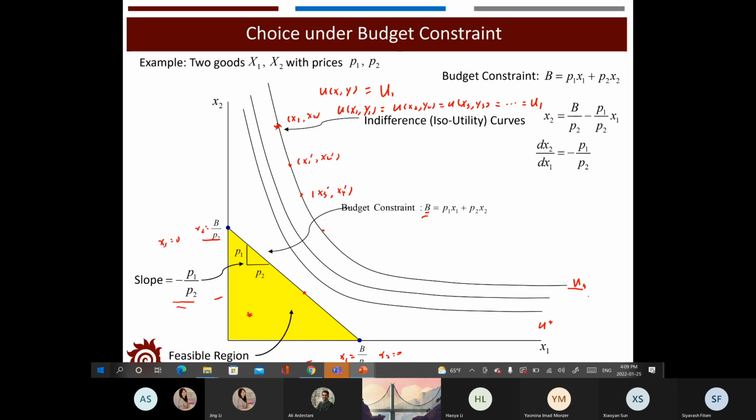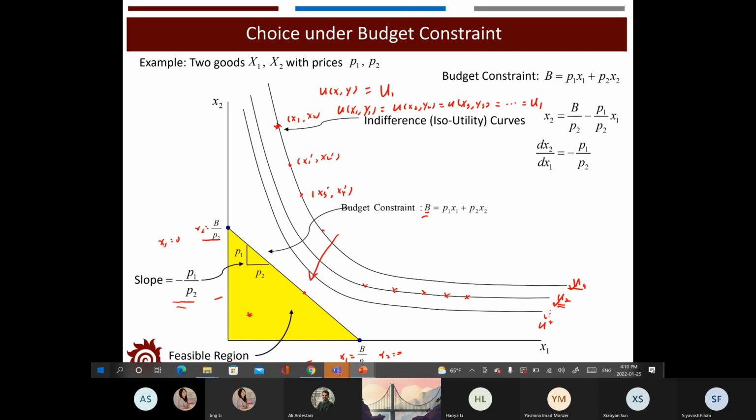For another curve, say this is U2, you will have different points, and along this curve all of them will have the same utility, U2, and similarly for U3, U4, and U5. If you check all these iso-utility curves from top to bottom, you will see that the value is decreasing. So U1 is higher than U2, U3, U4, until you get to Un.